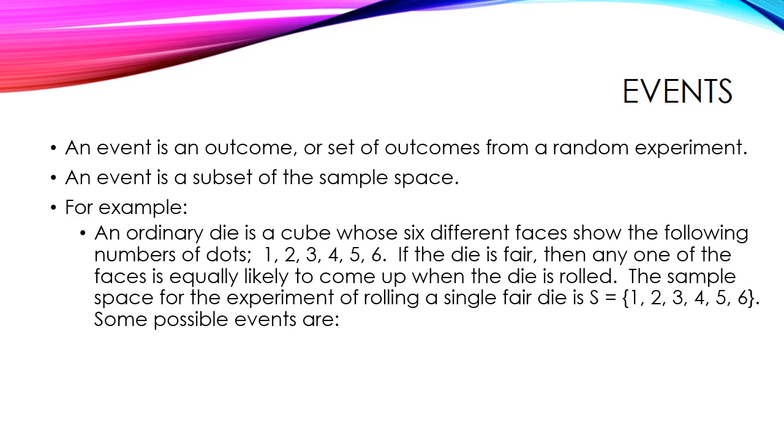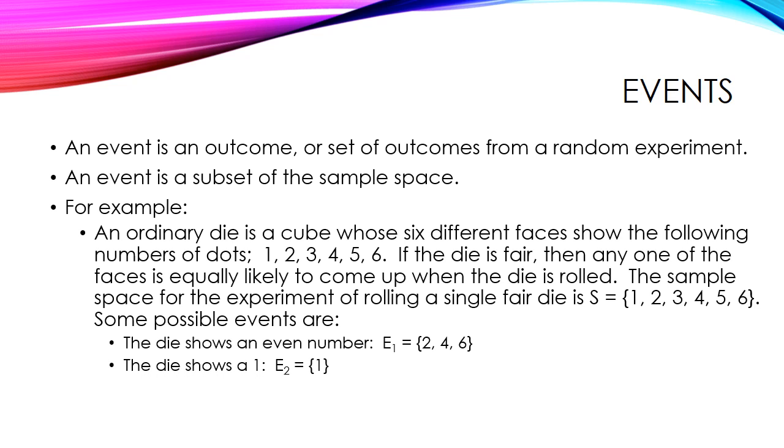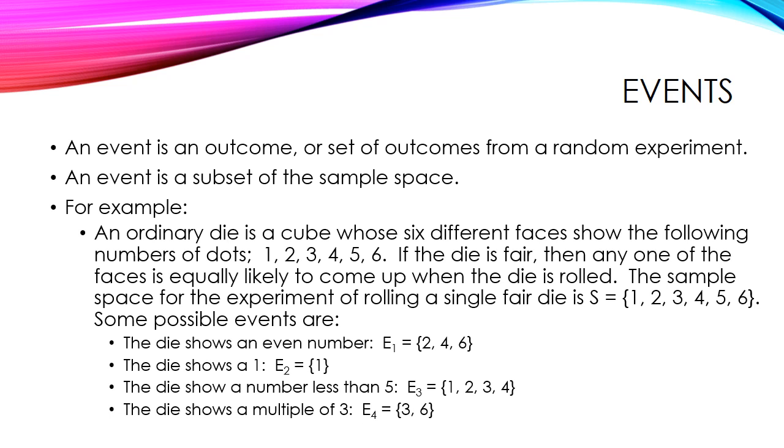So the sample space for the rolling of a single fair die is S equals {1, 2, 3, 4, 5, 6}. So some possible events could be that the die shows an even number, and that would consist of 2, 4, or 6. Or that the die shows a 1, and then you only have one possible outcome for that event. The next one is that the die shows a number that's less than 5, so that gives us 1, 2, 3, and 4 as the possible outcomes for that particular event. And then the die shows a multiple of 3, which would give us only 3 and 6.